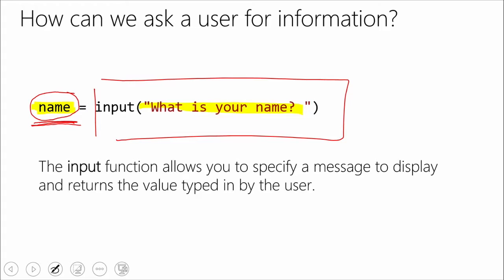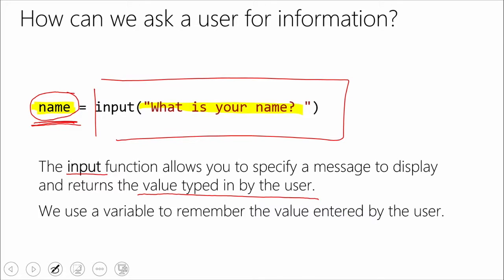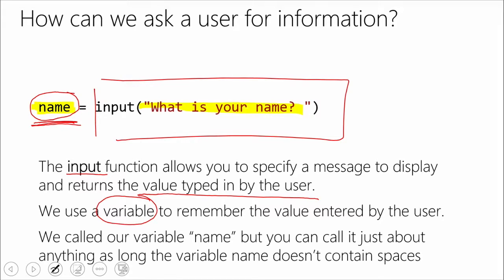So, again, that input function allows us to get information in, and it's going to give us back whatever it is that the user typed in. And then you are going to notice that we can use a variable to remember what was entered in. Again, we're going to talk more about variables in a couple of minutes. Stick with us there.